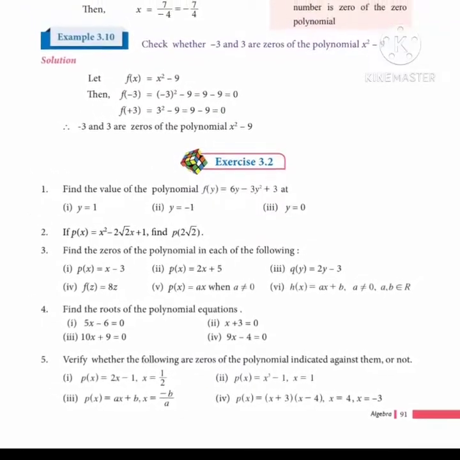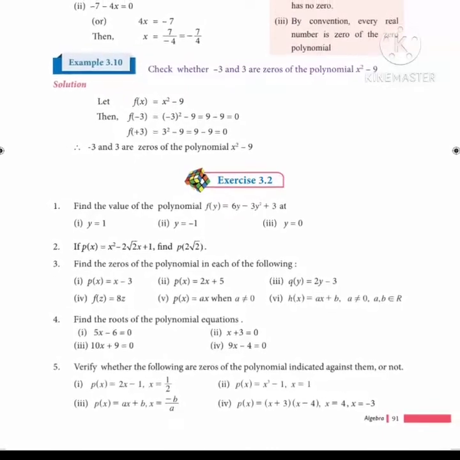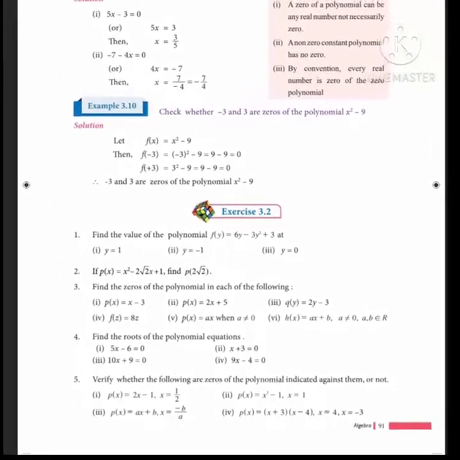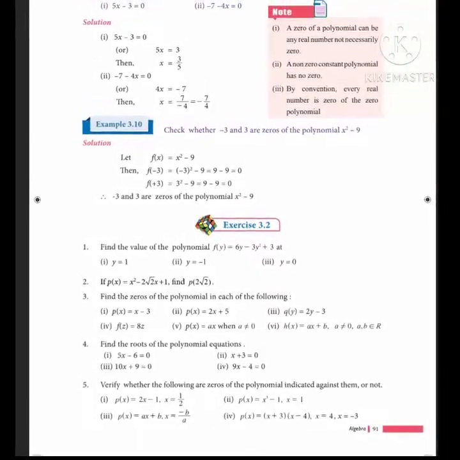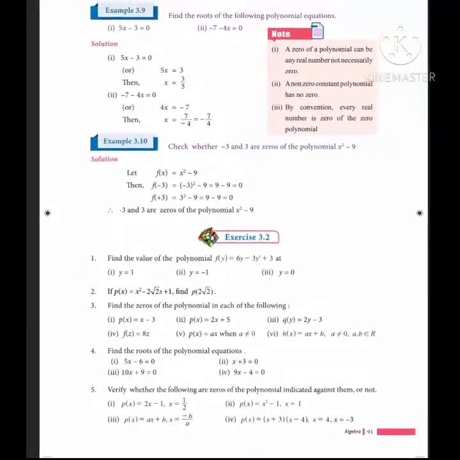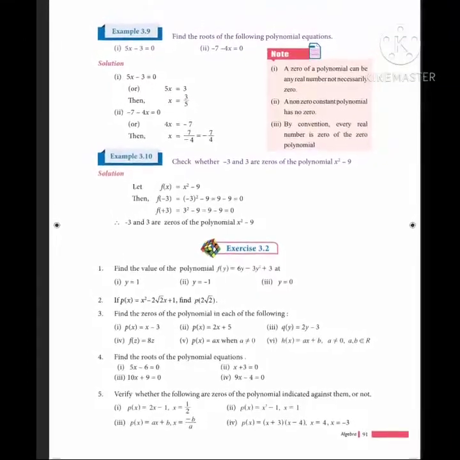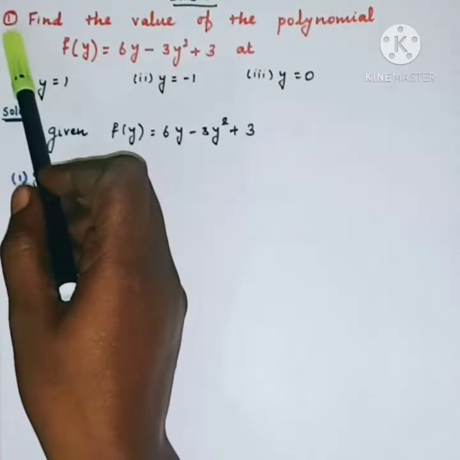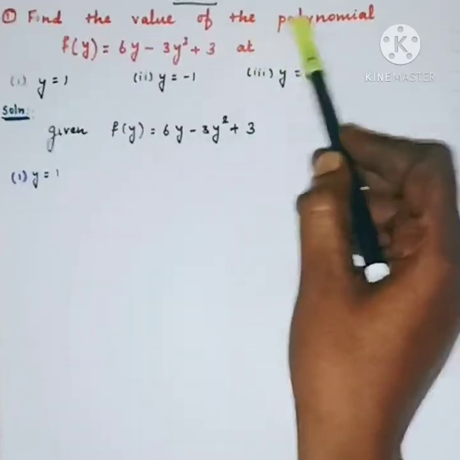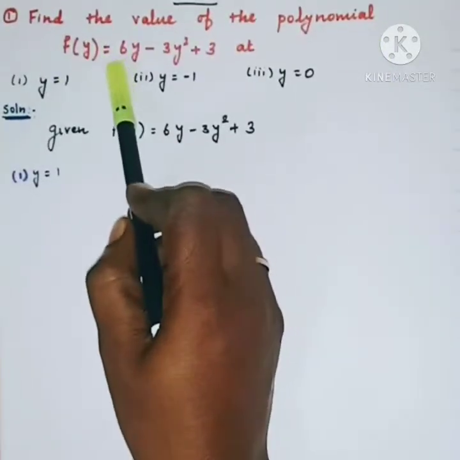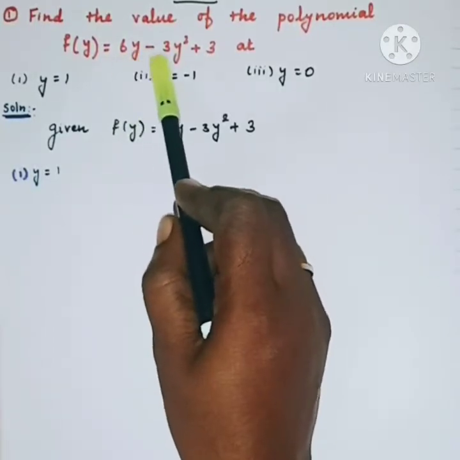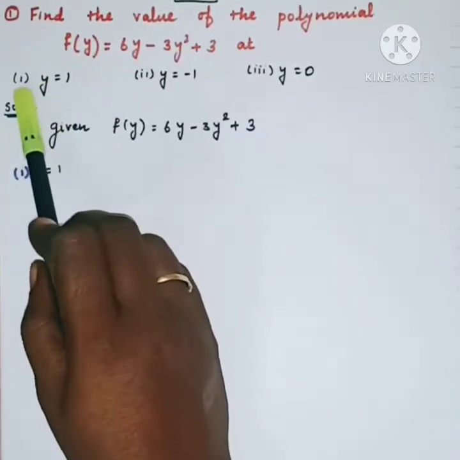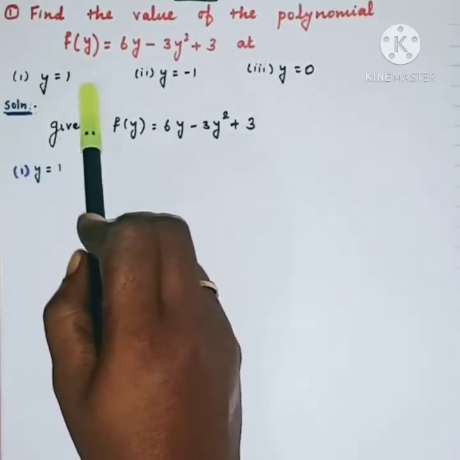Let's see exercise 3.2. Exercise 3.2 is given on page number 91 in your book. Exercise 3.2, question number 1. Find the value of the polynomial f of y is equal to 6y minus 3y square plus 3 at the first subdivision, y equal to 1.